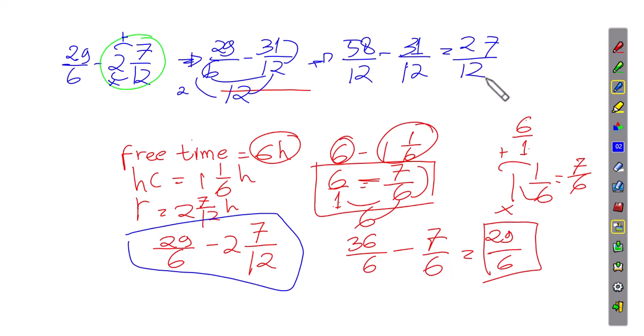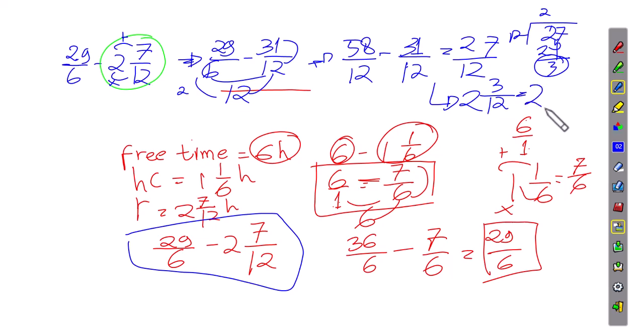Because this is still an improper fraction, where the numerator is bigger than the denominator, we need to change it into a mixed fraction. So we have 27 divided by 12, 2, 24, remainder 3. So we have 2, then we take the remainder as the numerator, 2 3 out of 12. And we can make it simpler, 2 1 out of 4.